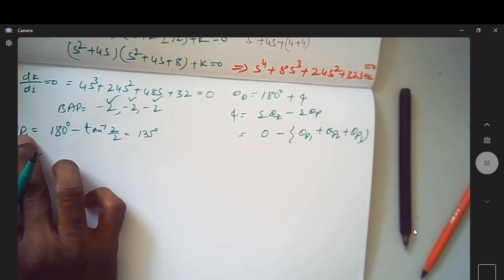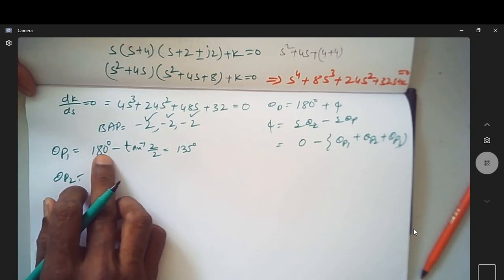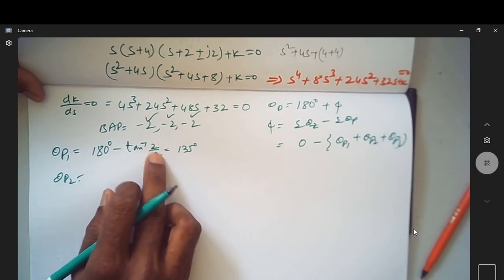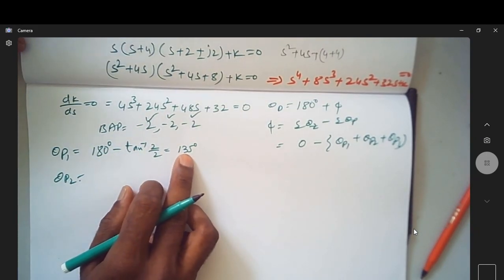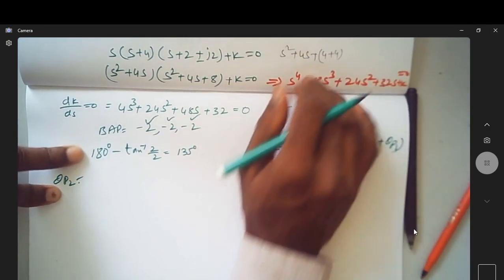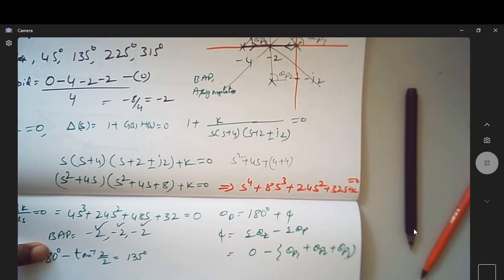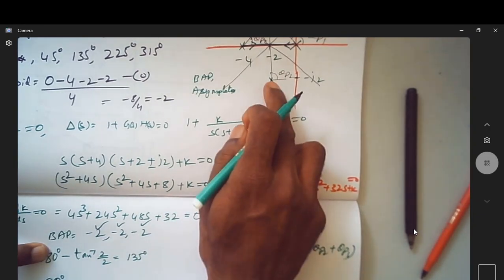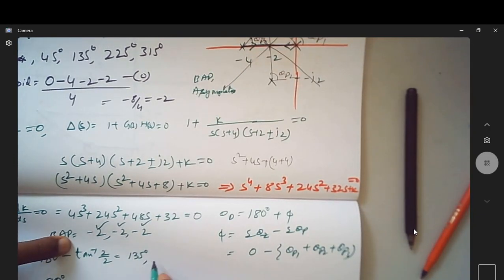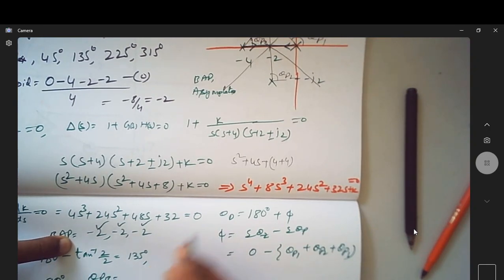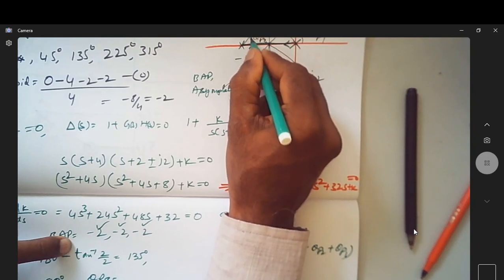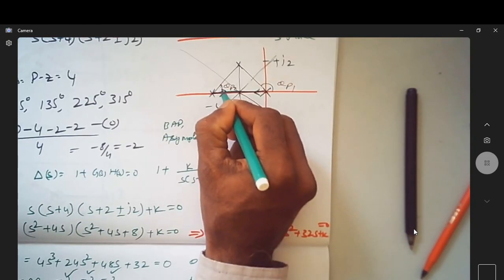So this is how I got theta P1: 180 degrees minus tan inverse of 2 by 2, which is 135 degrees. Theta P2 is this angle, which happens to be 90 degrees. You can see it is just above that one. It is 90 degrees. What is theta P3? Theta P3 is this angle, the angle that is subtended by this.